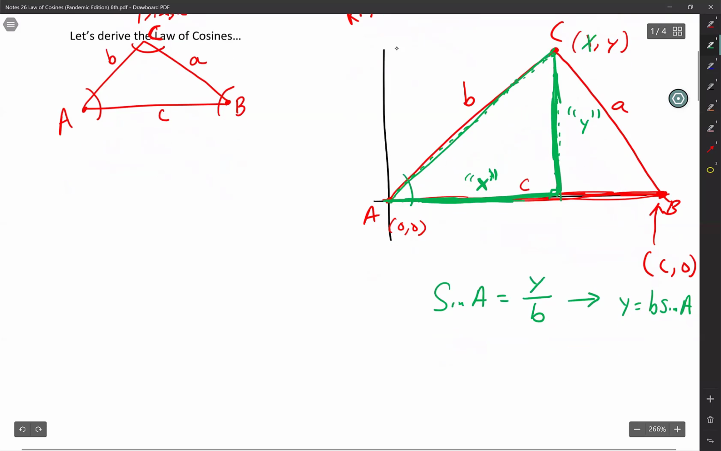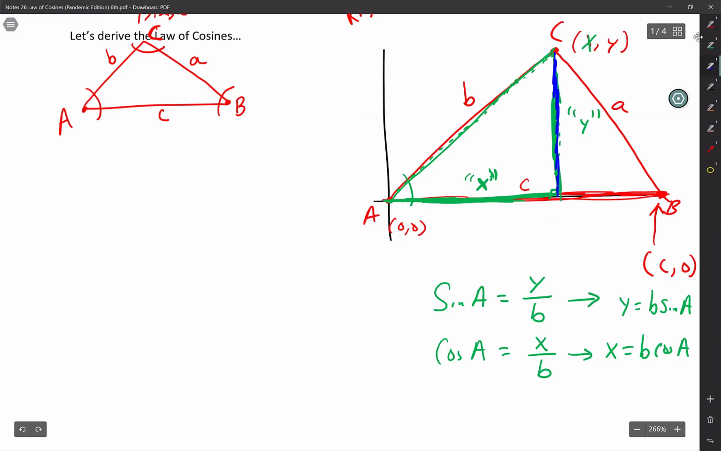Same thing for cosine. If I write cosine of A, cosine is adjacent over hypotenuse, so x over b. Multiply both sides by b, and you will say that x is going to be equal to b cosine A. Does that make sense to everyone? All right. I think we're pretty good, guys. Now, let's focus on this triangle in blue.